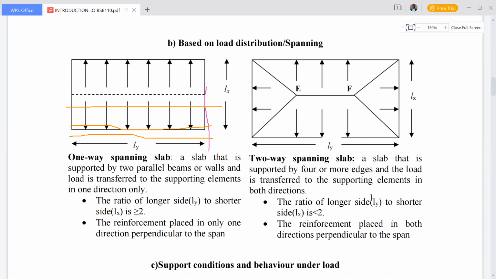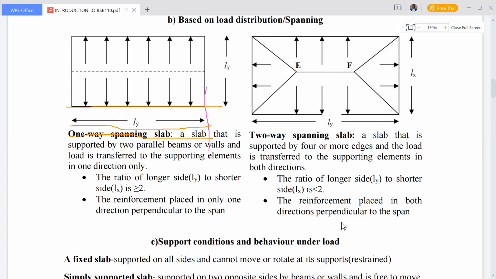Now, the ratio of the longer side Ly to the shorter side Lx should be less than 2. So if you divide Ly by Lx and you get a value of 1.9, then automatically our slab will be a two-way spanning slab. Another thing you should note is that the reinforcement is placed in both directions perpendicular to the span.